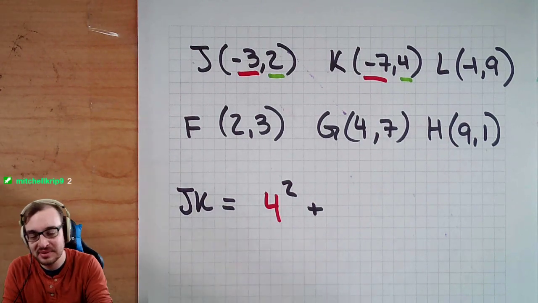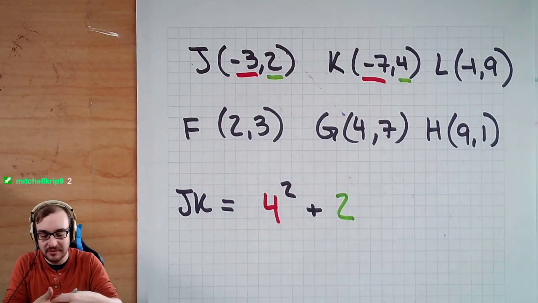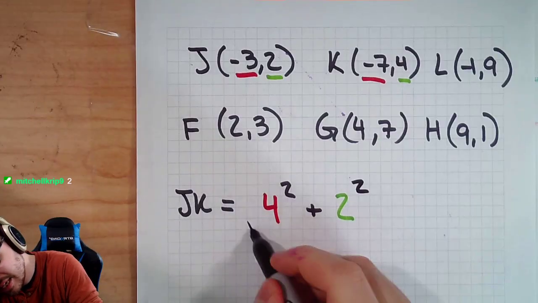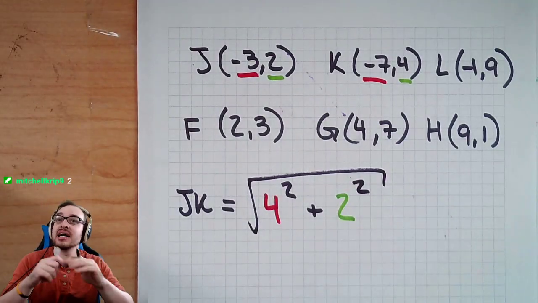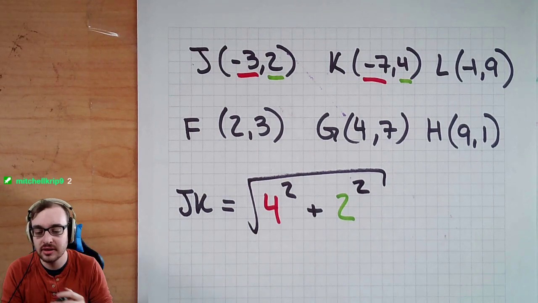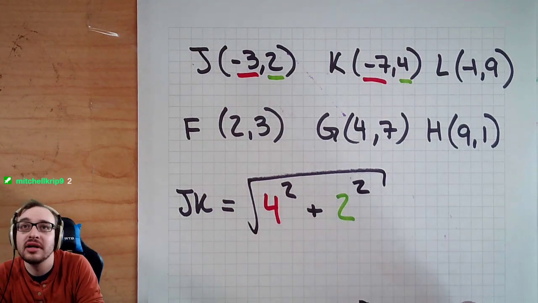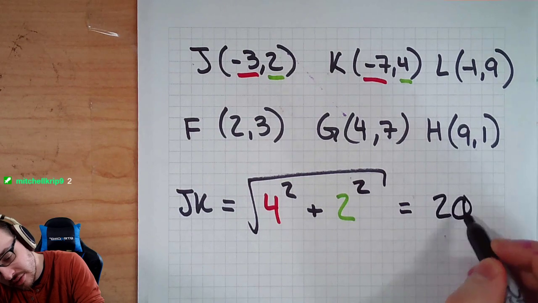I know, I'm making you type. 2 squared. And then we root, because we want to find the distance, not c squared. We want to find, you know, c. And so 16 plus 4 is 20. So root 20.